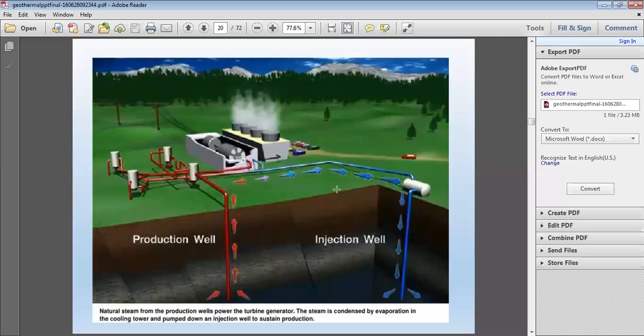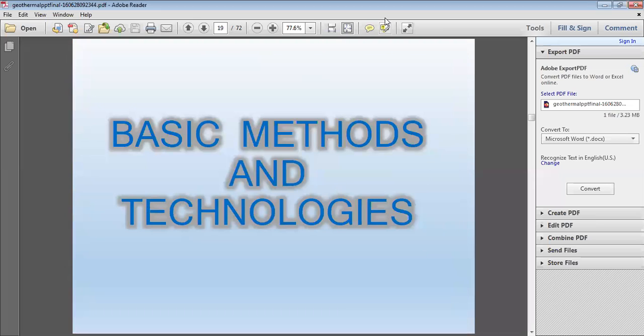Then basic methods and technology. What are the basic methods and technology for this?